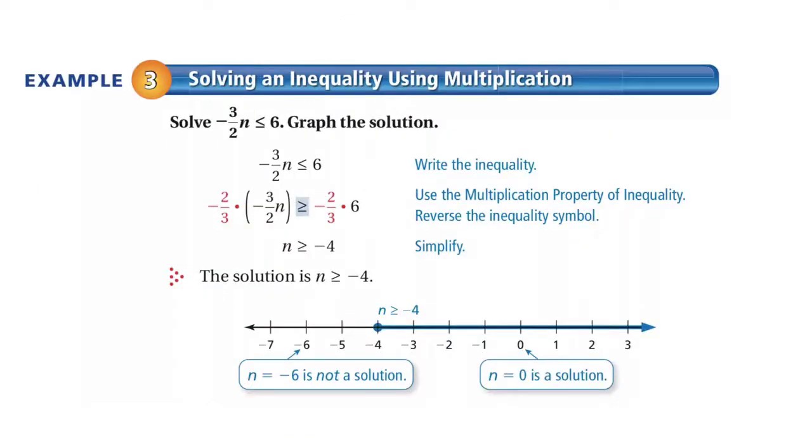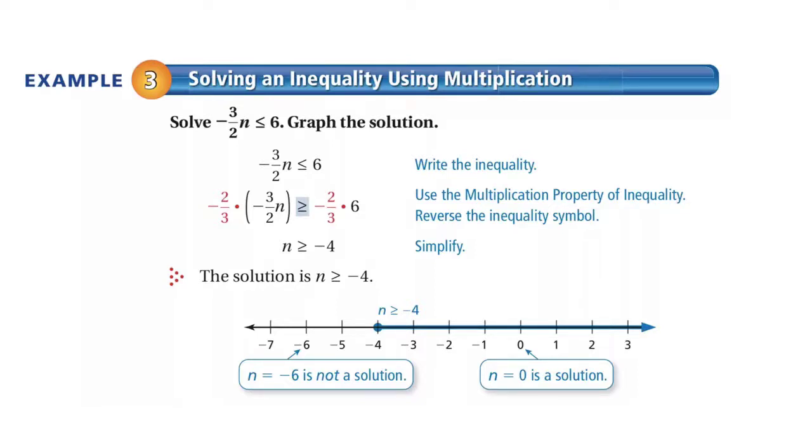For example 3, solving an inequality using multiplication. The problem was negative 3 over 2n is less than or equal to 6. Remember, when the coefficient is a fraction, what we actually do is multiply both sides of the inequality by the reciprocal, or flip the fraction over. In this case, we'll multiply both sides by negative 2 over 3.